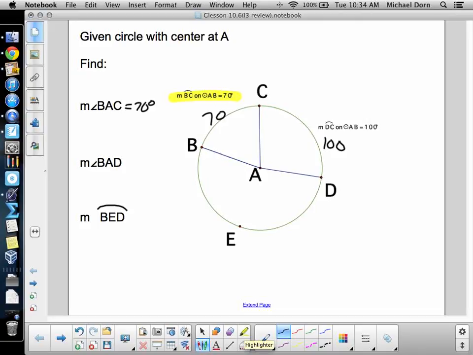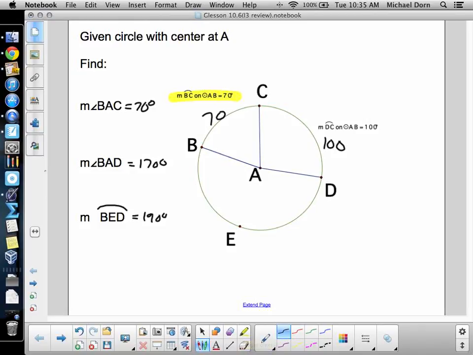Measure of angle BAD, we're going to have to add, 170. Measure of arc BED, 190. Because 170 uses 170, how much is left? 190. Okay? Everybody good with that? Central angles, easy.